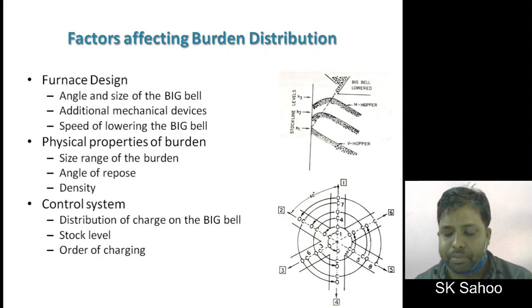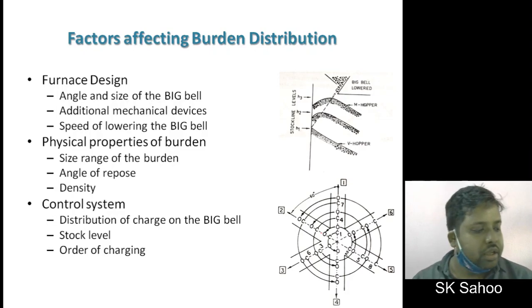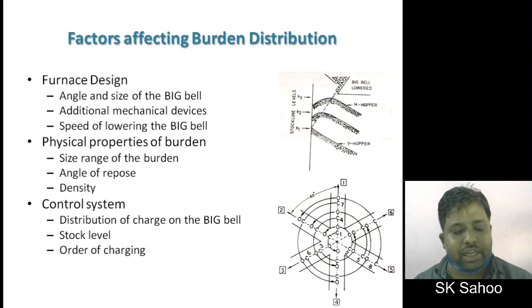Then after, angle of repose. Angle of repose means the base angle of the conical heap of the particle formed on a horizontal plane when allowed to fall gently. That means angle of repose depends upon the particle size, along with size distribution, shape, surface characteristics, moisture content of that raw material.